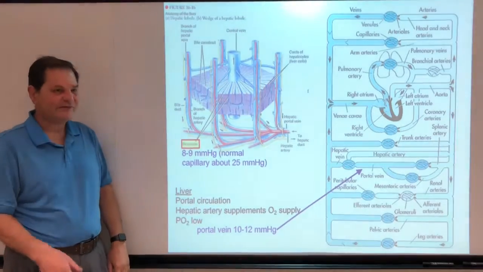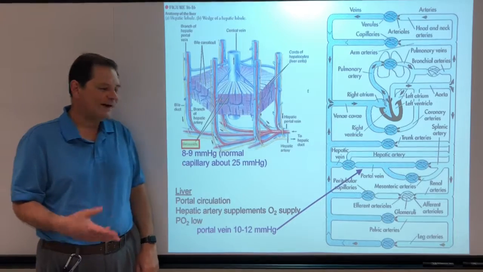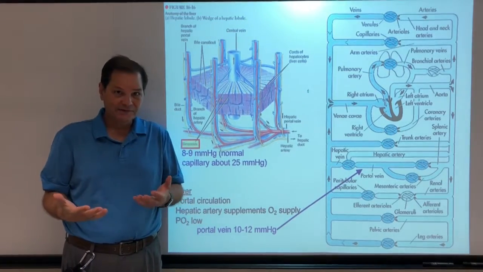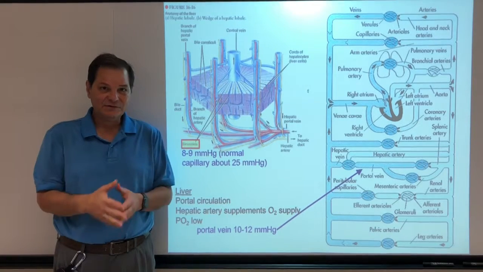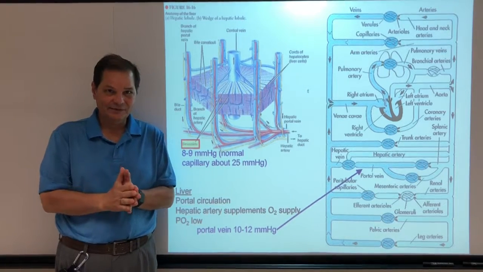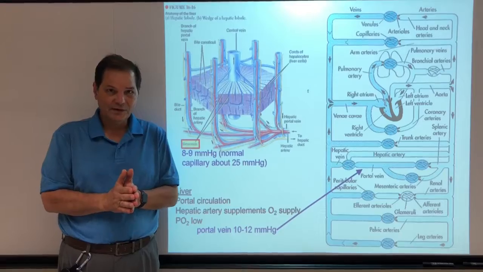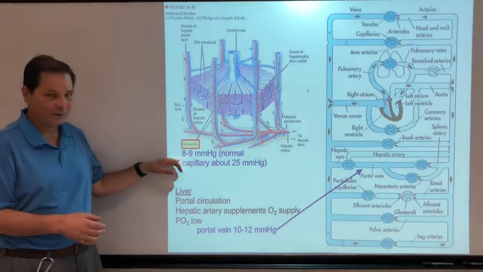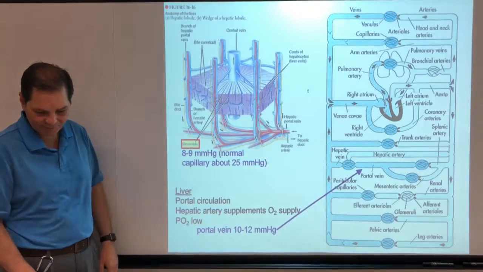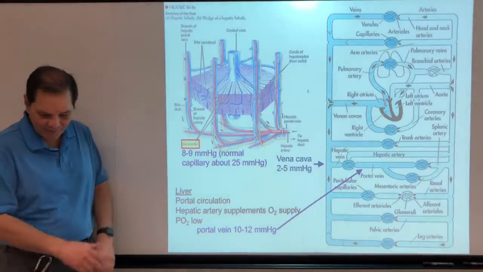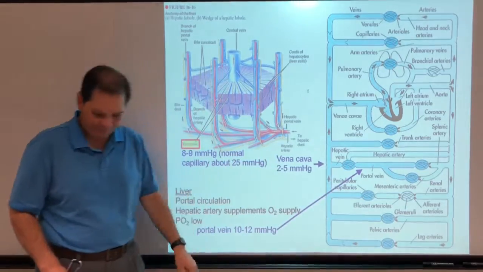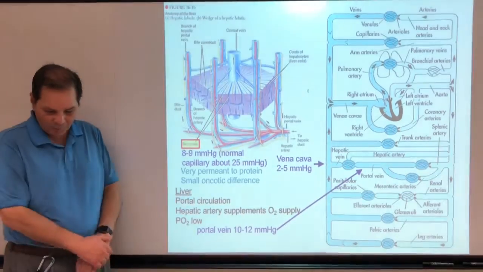Okay, and what that means is that you aren't getting a lot of filtration ordinarily in a tissue like that, right? The amount of filtration out of a capillary that you get is proportional to the hydrostatic pressure. Well, the hydrostatic pressure in the capillaries is relatively low in the liver, in the liver sinusoids. And then, of course, the vena cava is about 2 millimeters of mercury.